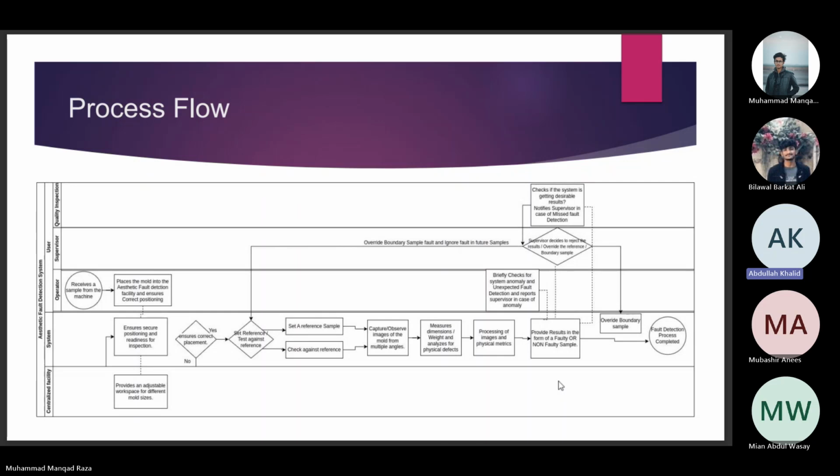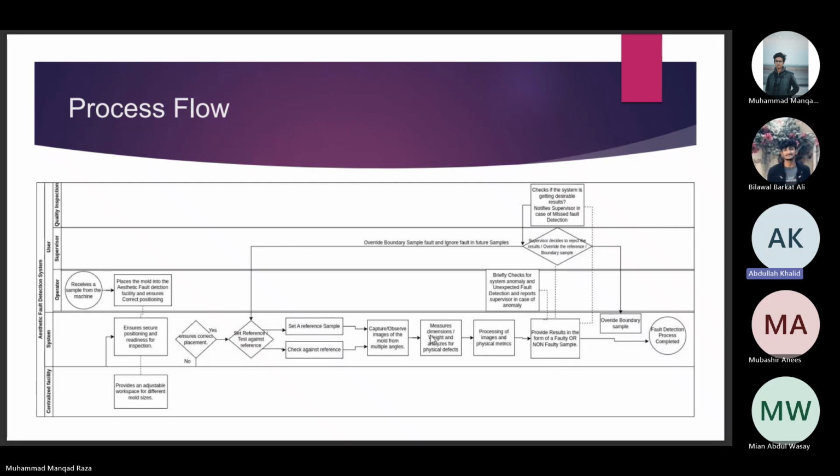The supervisor will instruct or set up the system to get the reference sample. So either we take the reference sample or we check against the reference sample. In both cases, the system will then continue on taking pictures from all six angles. The rotation platform will rotate and the system will take pictures. It will then utilize the algorithms and image processing to do the work, and lastly, it will give a final result whether it is a faulty or a non-faulty sample.